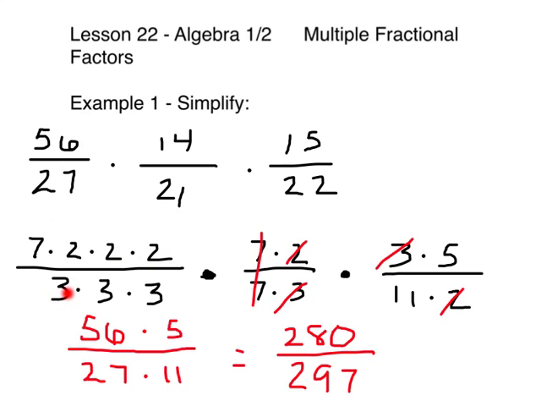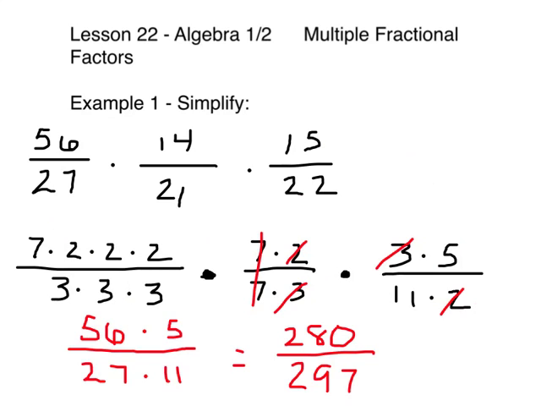27 breaks down into 3 times 3, which is 9 times 3. 14 is 7 times 2, both prime numbers, and 21 is 7 times 3, both prime numbers, and then 15 is 3 times 5, and 22 is 11 times 2. Now that I have all of that factored out, I can go through, and I've already done this for you.